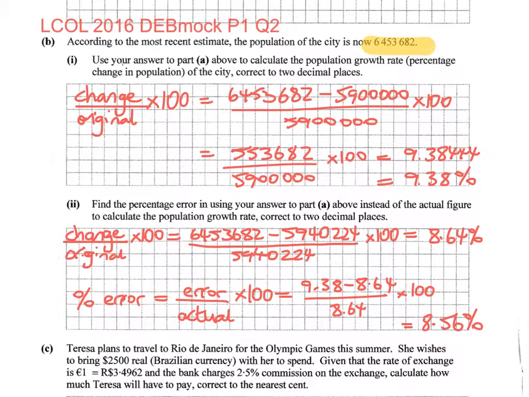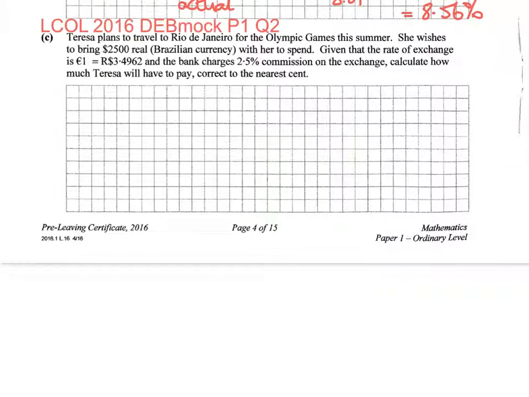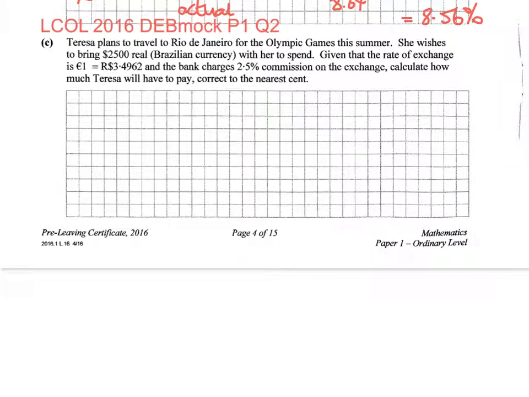Moving on to part C, we have a question on basically exchange rates. So what's the key information we have here? Well, we have $2,500, and we know that 3.4962 of those Brazilian dollars is equal to a euro. We then have also the added complication of a 2.5% commission. So whatever is exchanged, 2.5% of it is going to stay with the bank, and Teresa gets the remainder.